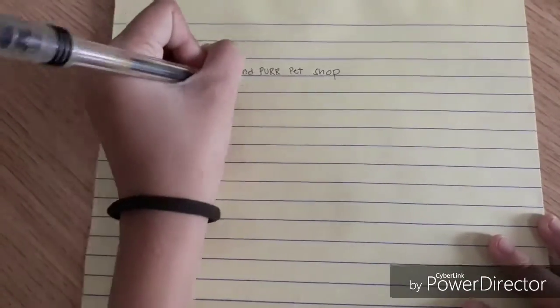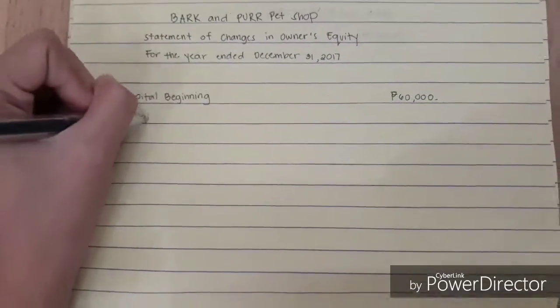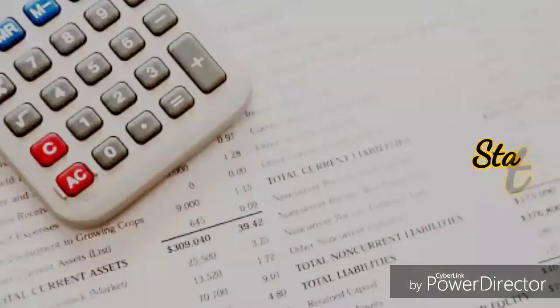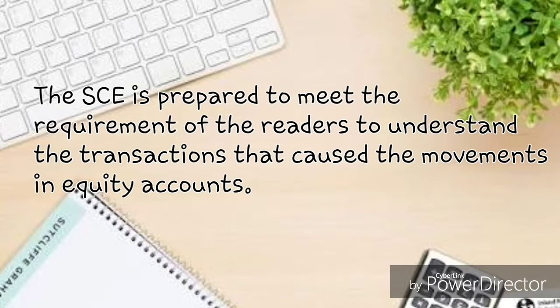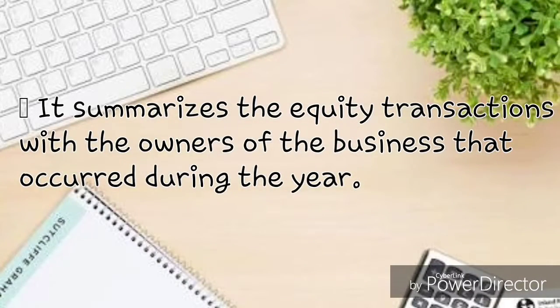One of the requirements in the statement of financial position is to be able to obtain the ending balance of the equity, which can be acquired in preparing the Statement of Changes in Equity. The SCE is prepared to meet the requirement of the readers to understand the transactions that cause the movements in equity accounts. All changes, whether increases or decreases to the owner's interest in the company during the period, are reported here. It summarizes the equity transactions with the owners of the business that could occur during the year.